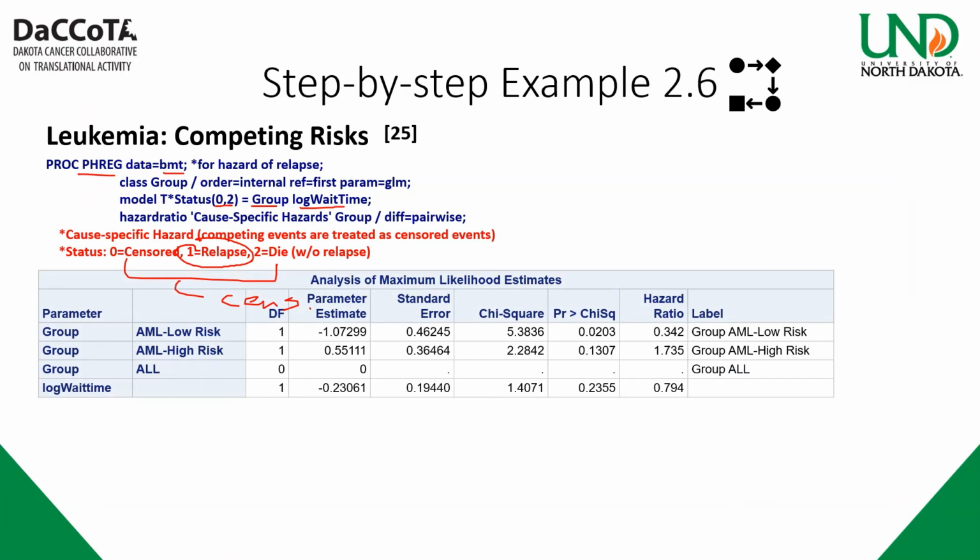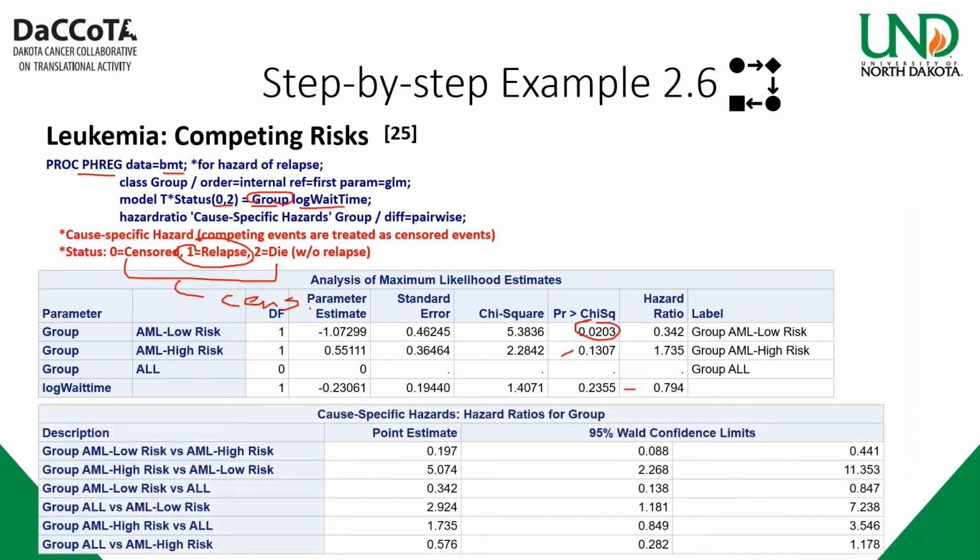What we care for here is compared to the group. This is AML, low, high risk, and ALL. It looks like compared to ALL, high risk is not significantly different, but the low risk is significantly different, and it has a lower hazard ratio than the ALL. And wait time was not a significant predictor. And we can look at cause-specific hazards for group. This is kind of nice because then we can look at all the comparisons.